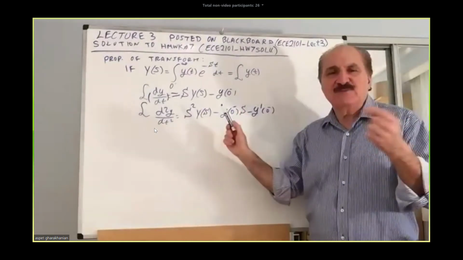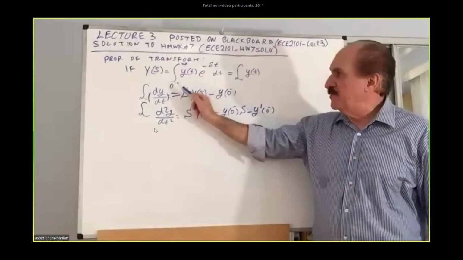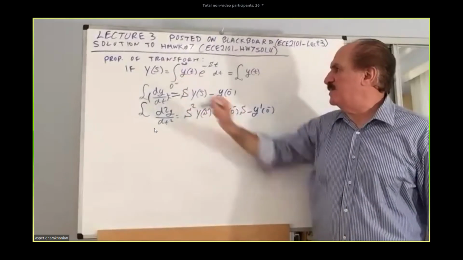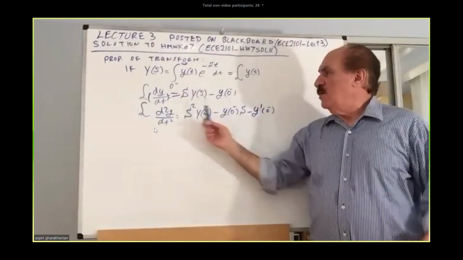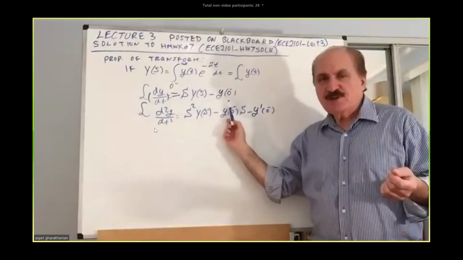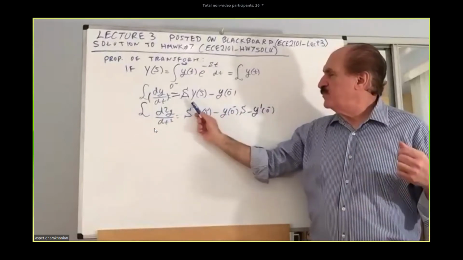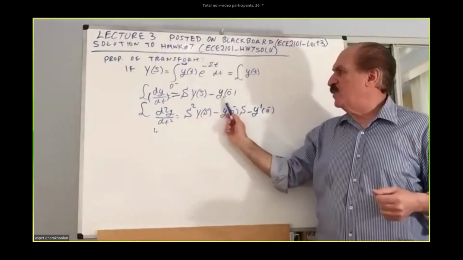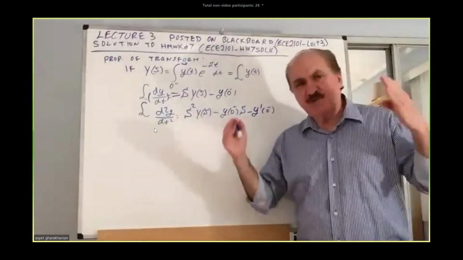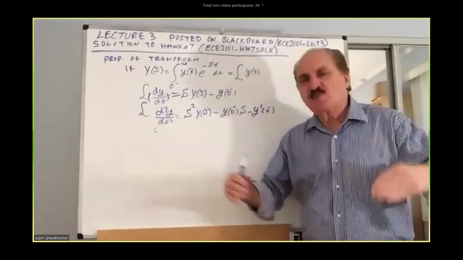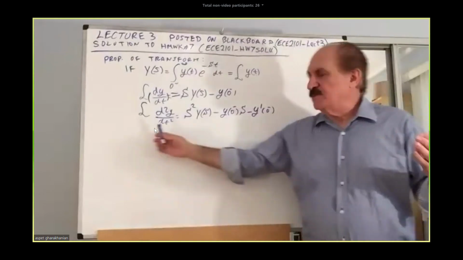That is at time t equal to 0 minus here. That's the 0 minus here. So if a system has an initial condition, of course, it will be just s times y of s minus y of 0. That's one of the important properties. Next one, second derivative.